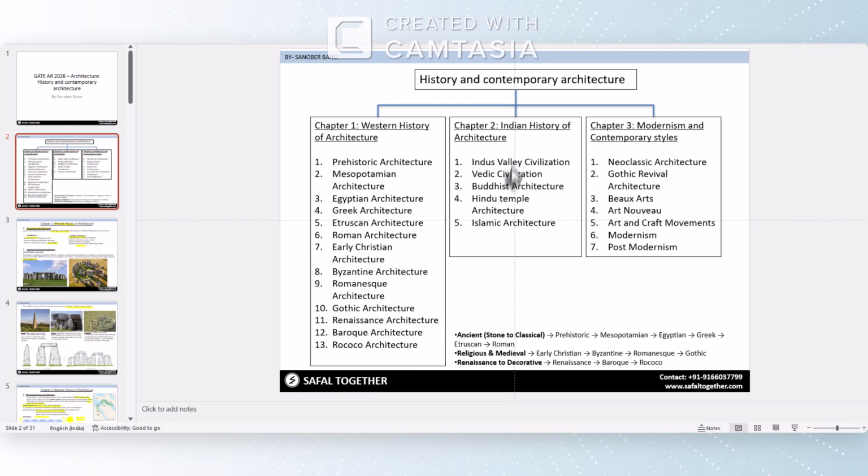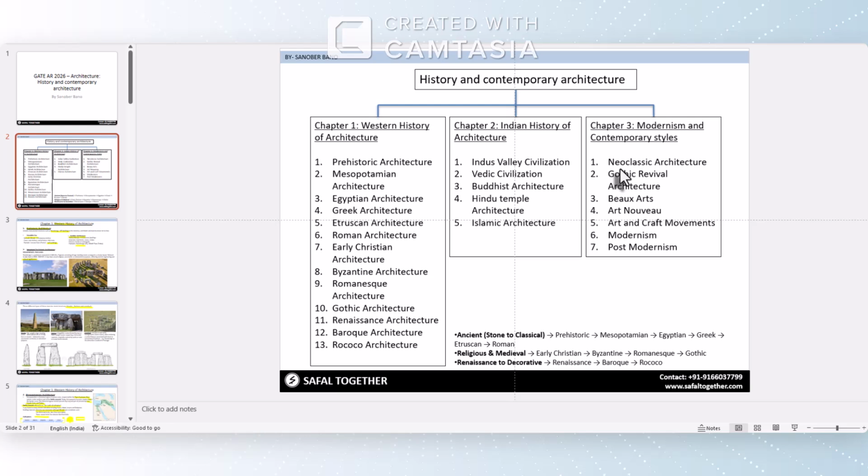Like this, we'll be following all the other chapters, including Indian architecture, modern and contemporary movements, and the work of architects like Le Corbusier, Frank Lloyd Wright, Louis Kahn, Charles Correa, B.V. Doshi, and many more. Every topic is explained with diagrams, timelines, and context so that you understand and not just memorize.